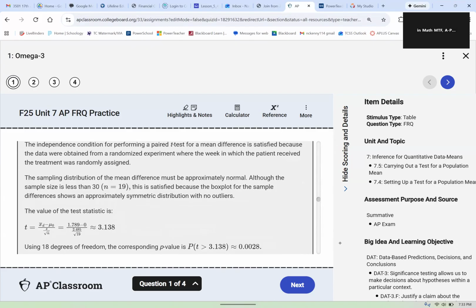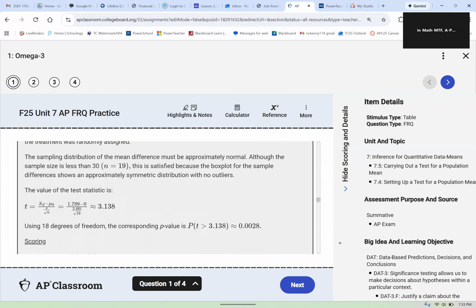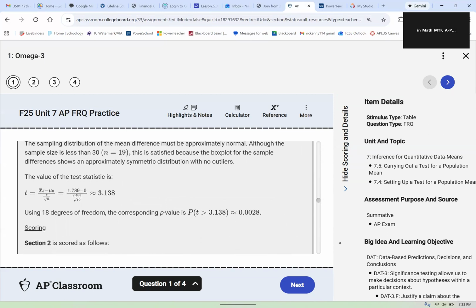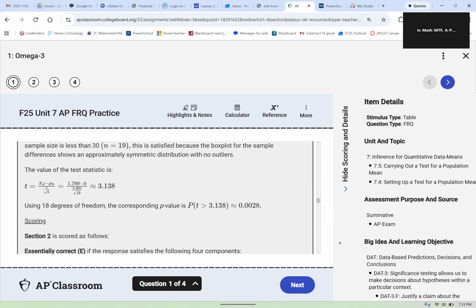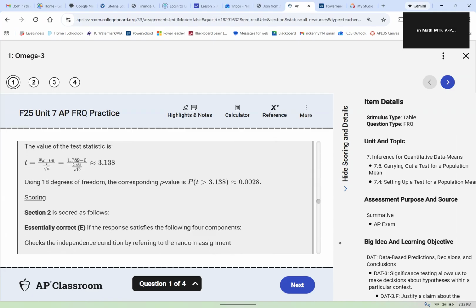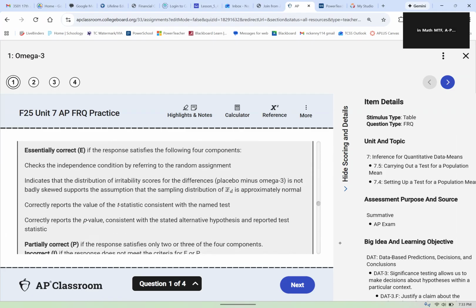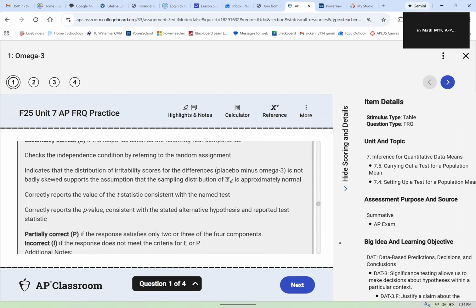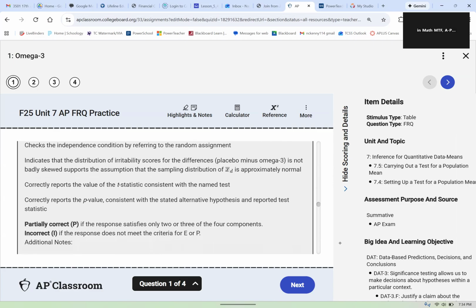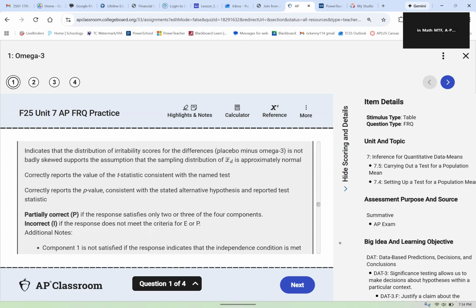Okay, so random assignment, sampling distribution, sample size is less than 30. The box plot shows an approximately symmetric distribution with no outliers. Degrees of freedom. Okay, that's all I've got so far. Yeah, check independence condition for random assignment. Indicates distribution of irritability scores. Got that.